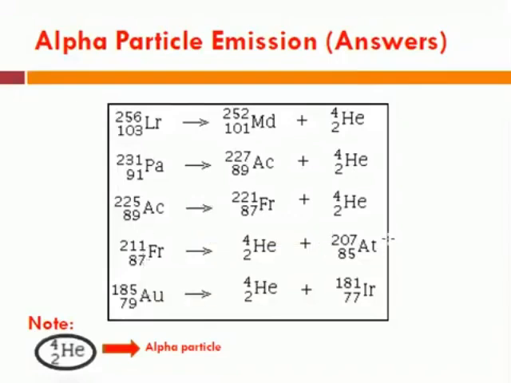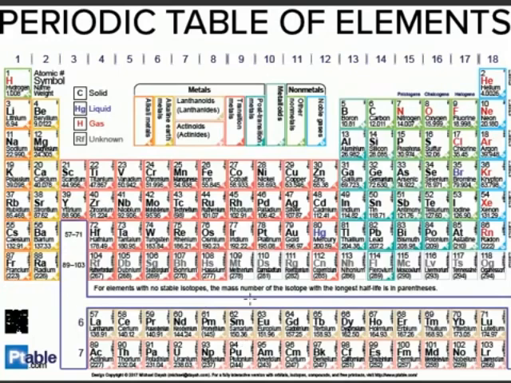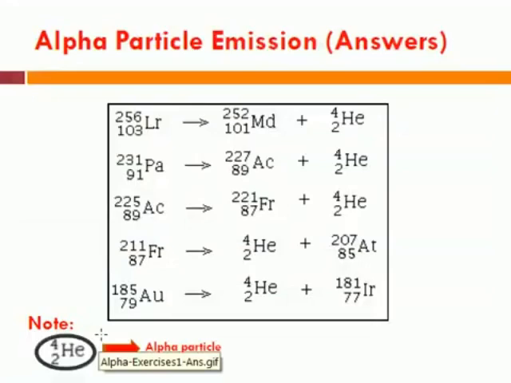Number 4, the helium or the alpha particle can be in any order. So you can write the alpha particle here or here. It doesn't matter. So 4 minus 211, so that is 207. 2 minus 87, so that is 85. So the element with atomic number of 85 is astatine. The periodic table of elements can be found on your canvas.